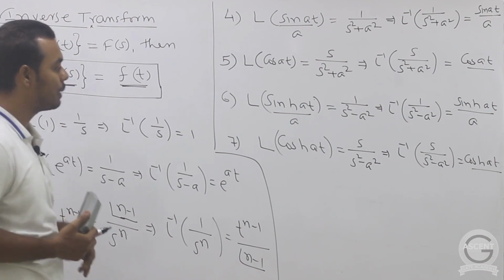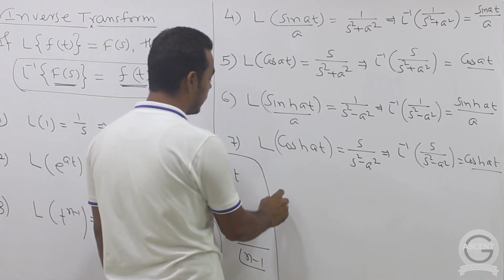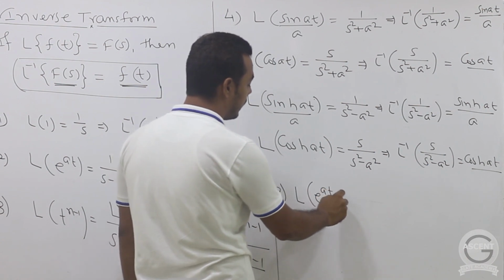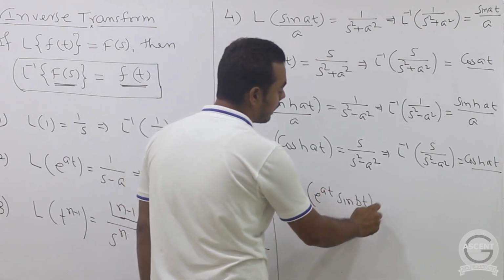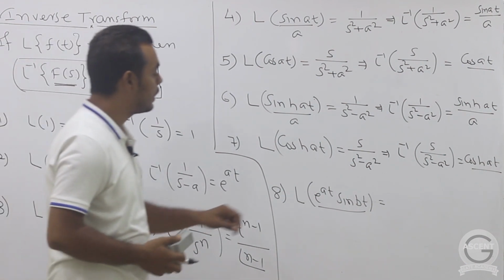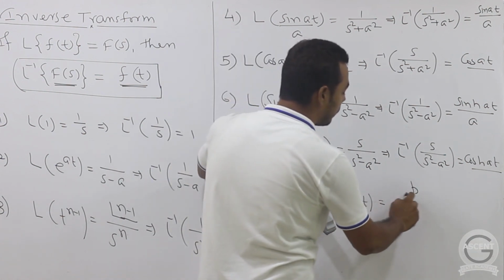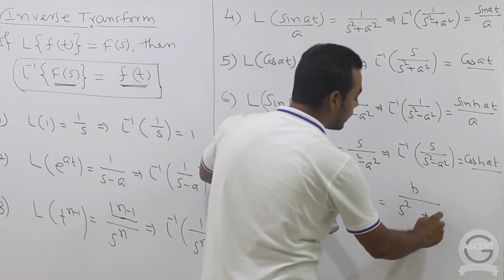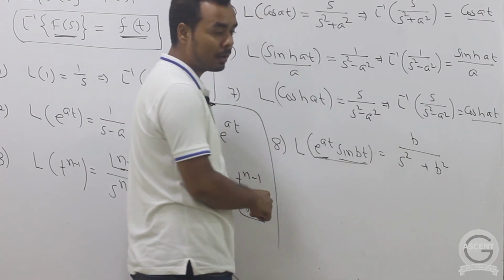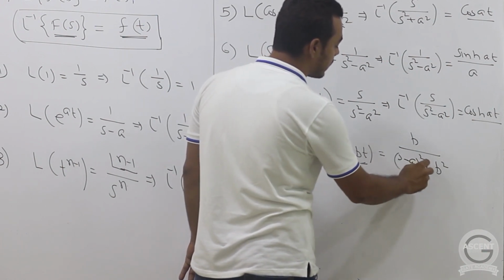And obviously sometimes you also have to use the first shifting property. For example, suppose the question is, we all know that Laplace transform of e^(at) sin(bt). Now what should be this value? So using the first shifting property, first we have to write Laplace transform of sin(bt). For this the formula will be b/(s^2+b^2). Now if this sin(bt) is multiplied by e^(at), then you have to replace this s by s-a.